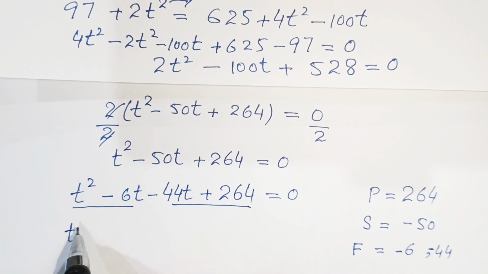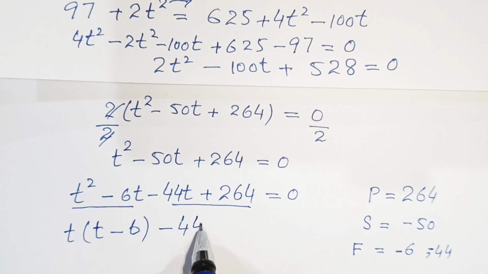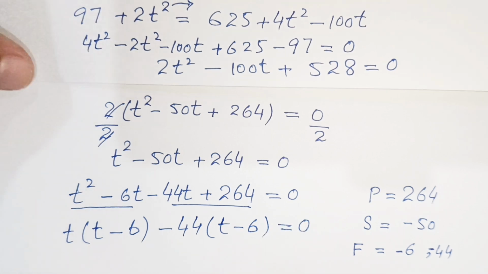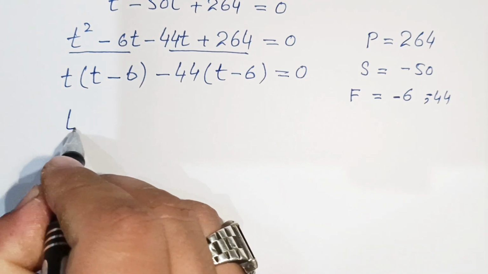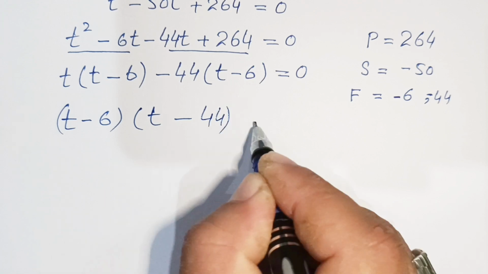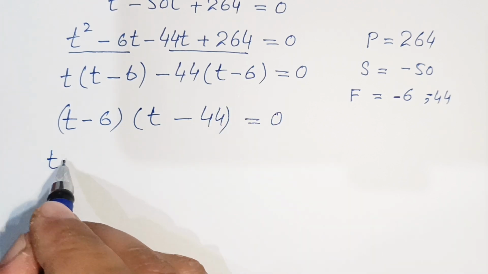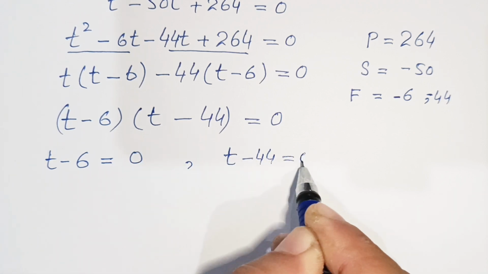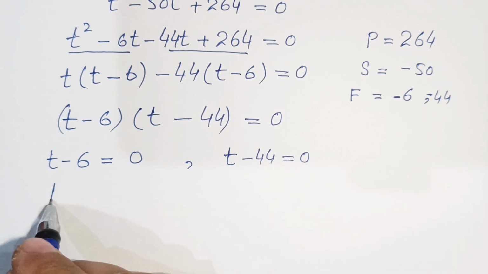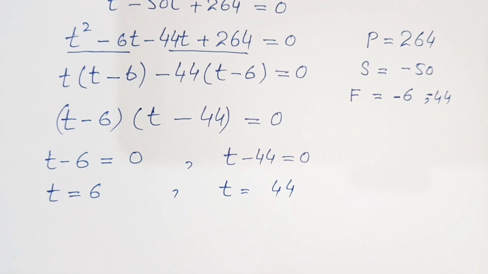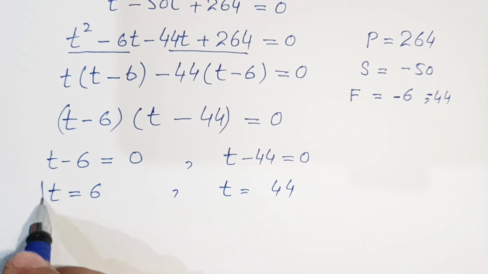In the first pair, if we take t common, then we get inside the bracket t minus 6, and minus 44 is common, then we get t minus 6 is equal to 0. So now t minus 6 is a common factor. Here we write t minus 6 times our next factor t minus 44 is equal to 0. Now we have two possible cases, t minus 6 is equal to 0 and t minus 44 is equal to 0. So t is equal to 6 and t is equal to plus 44. Here we have two values of t.